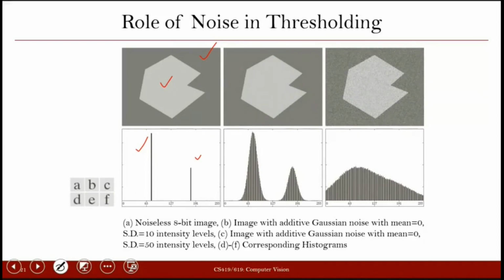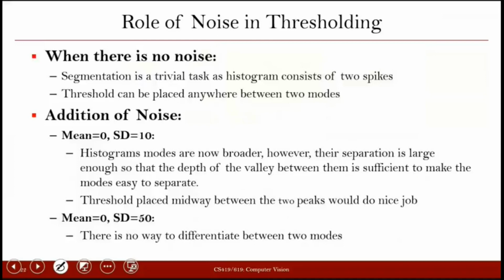Now, when we added a little noise, we see that these peaks became a little wider. But still you can put a threshold here and do the segmentation. But as we keep increasing the noise, the peaks become wider and wider, and they merge with each other. When the noise becomes too much, we cannot separate the foreground and the background. So addition of noise is a problem in these thresholding techniques.